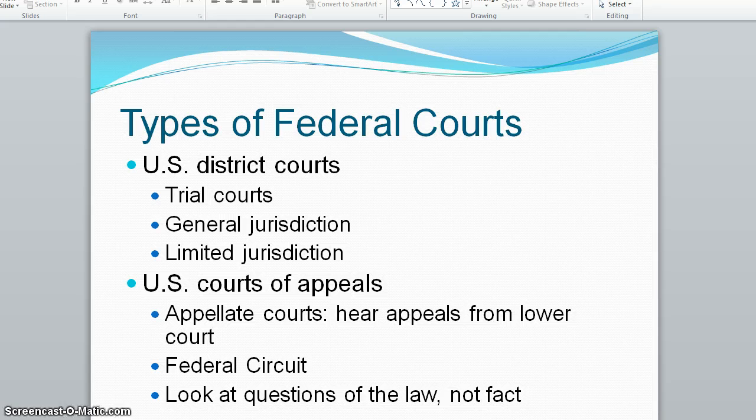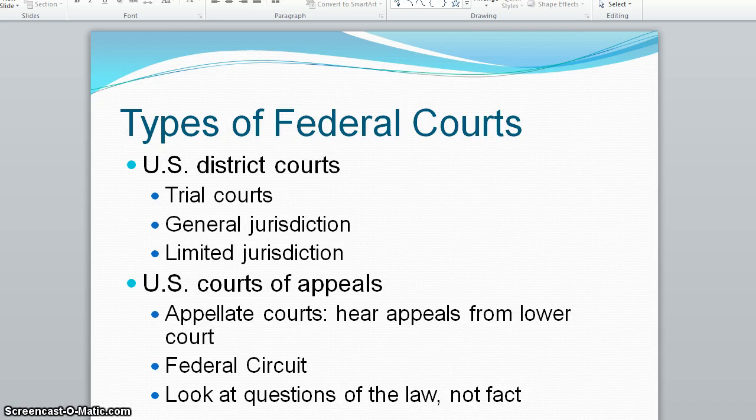Each state has at least one federal district court, and the nation now has 94 federal judicial districts. There are 13 courts of appeals, also called U.S. Circuit Courts of Appeals. Twelve of them hear appeals from federal courts in their geographic area. The Court of Appeals for the 13th Circuit, the Federal Circuit, has national jurisdiction over certain cases. These courts do not retry cases.